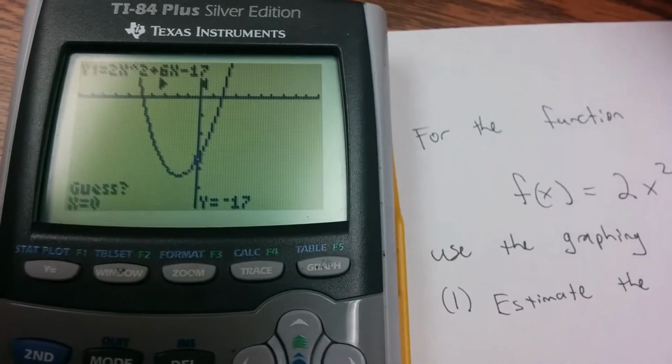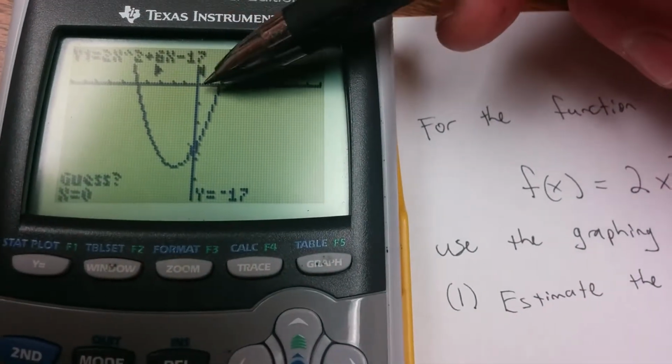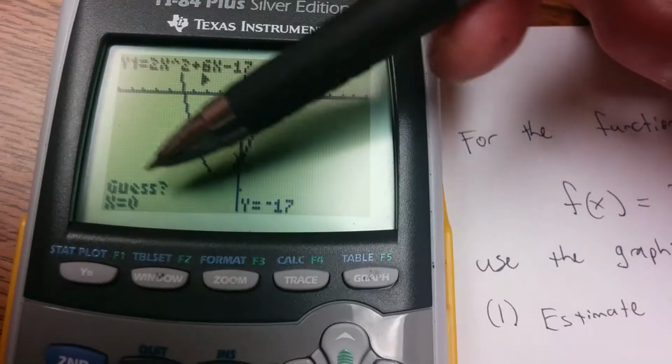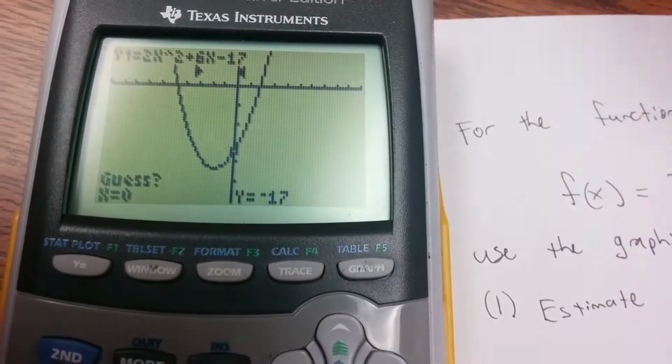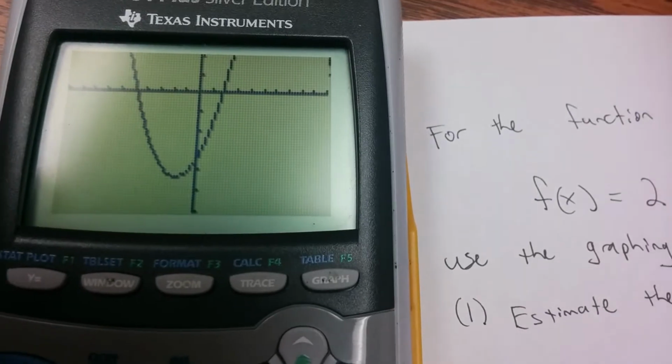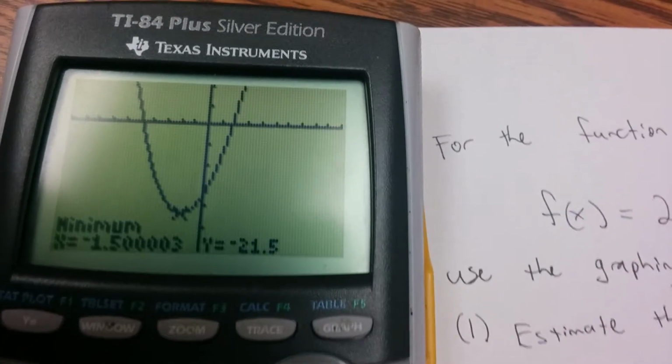And finally, now it knows to look for the minimum between these 2 points. Press enter one more time. You don't have to give it a guess. You can give it a guess if you want, but if we just press enter, it'll be fine. Takes a second or two, and here's what it tells us.